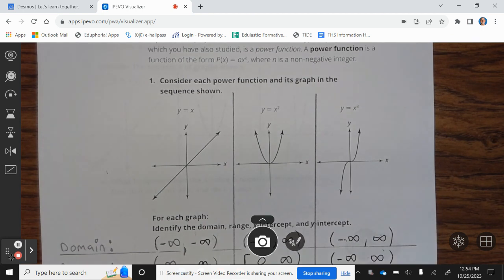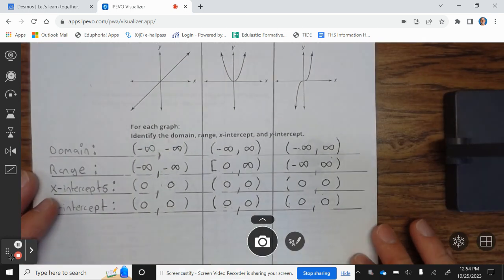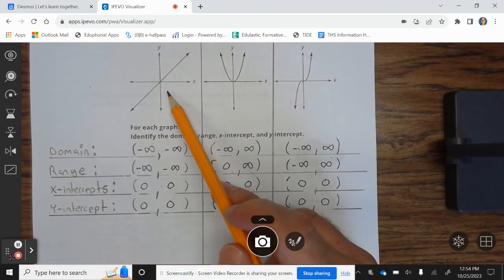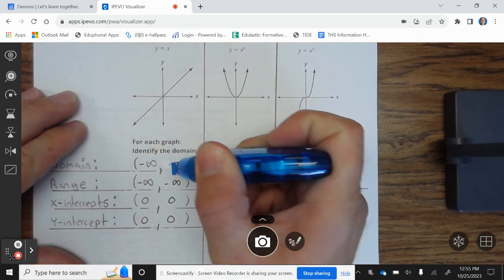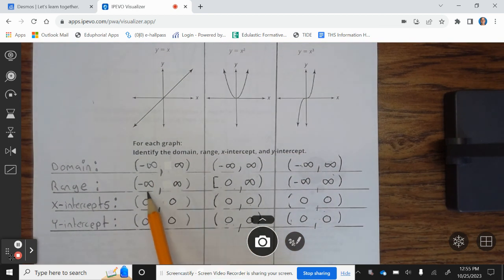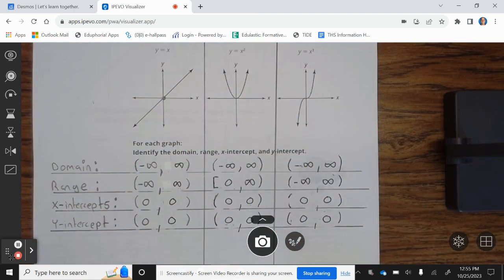Consider each power function and its graph in the sequence below. For each graph, identify the domain, range, x-intercept, and y-intercept. So the domain for y equals x is negative infinity to positive infinity. Correct that here. Negative infinity to positive infinity, negative infinity to positive infinity. The x-intercept is 0, 0, which is right here.